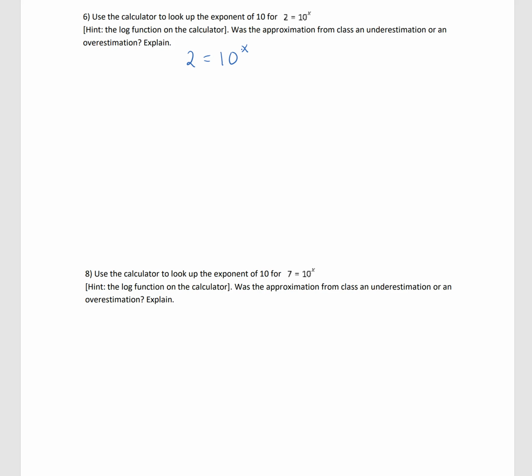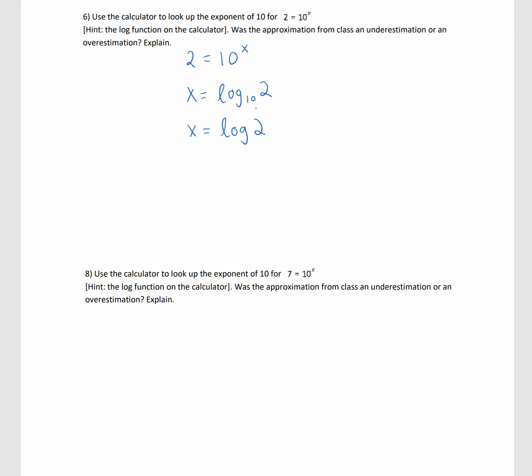And so another way of writing this is x is equal to log base 10 of 2. This says 10 to the power of what equals 2. So those are the same thing. And so to plug this into your calculator, it has a log button, and if there's no base specified on the log, it defaults to base 10. So x equals log 2 is the same as this.